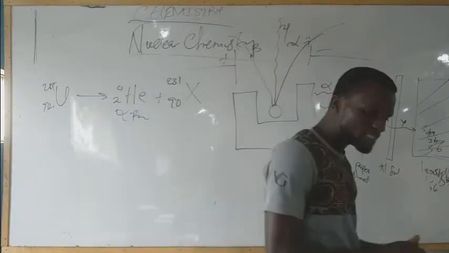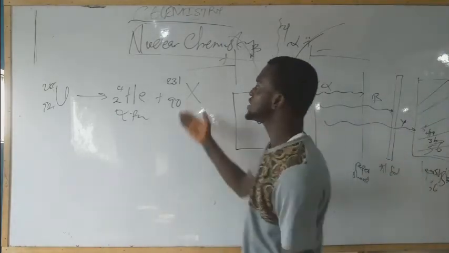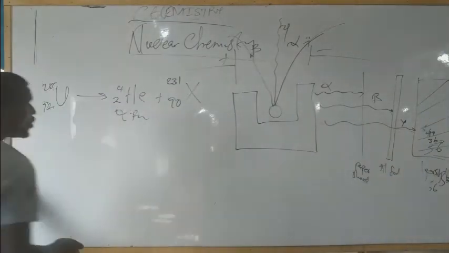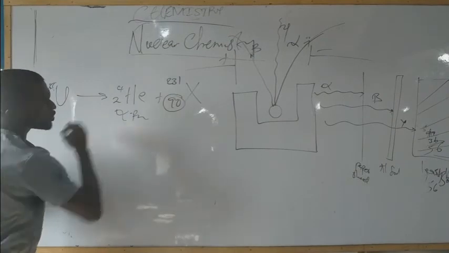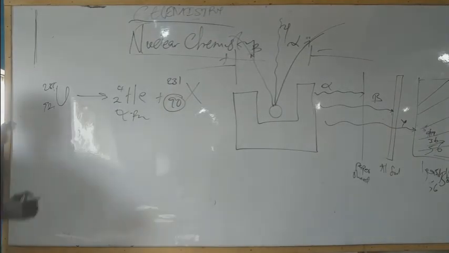So whenever an element exhibits alpha decay, the mass number decreases by a unit of 4, while the atomic number decreases by a unit of 2. And they are always exhibited by elements whose atomic number is greater than that of lead, 82. Then the second decay we have is beta decay.